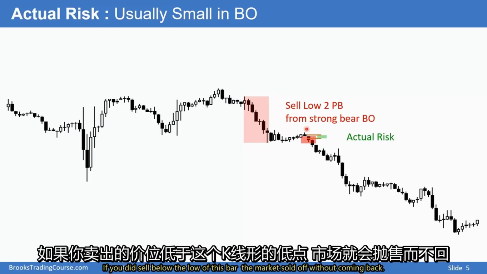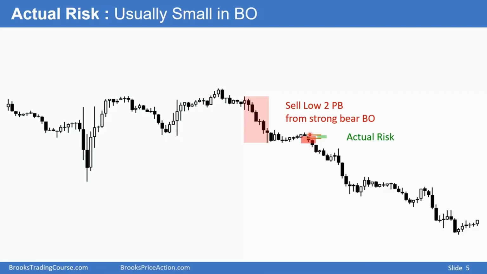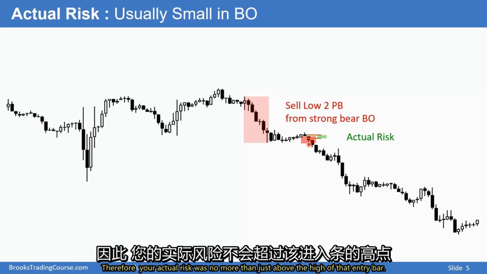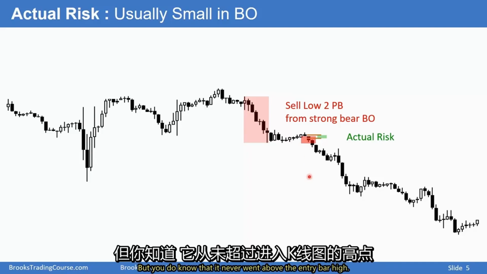If you did sell below the low of this bar, the market sold off without coming back. It never came back above the high of the entry bar. Therefore, your actual risk is no more than just above the high of that entry bar. It may have gone to the entry bar high after you entered. You don't know that, but you do know that it never went above the entry bar high.